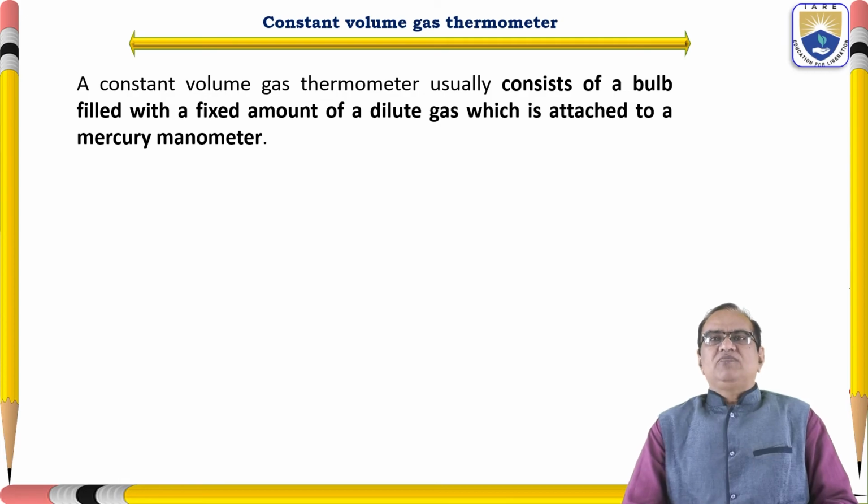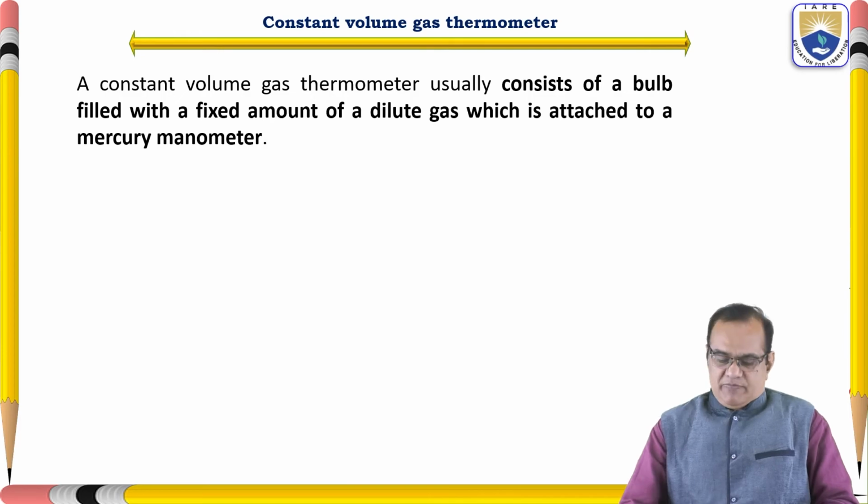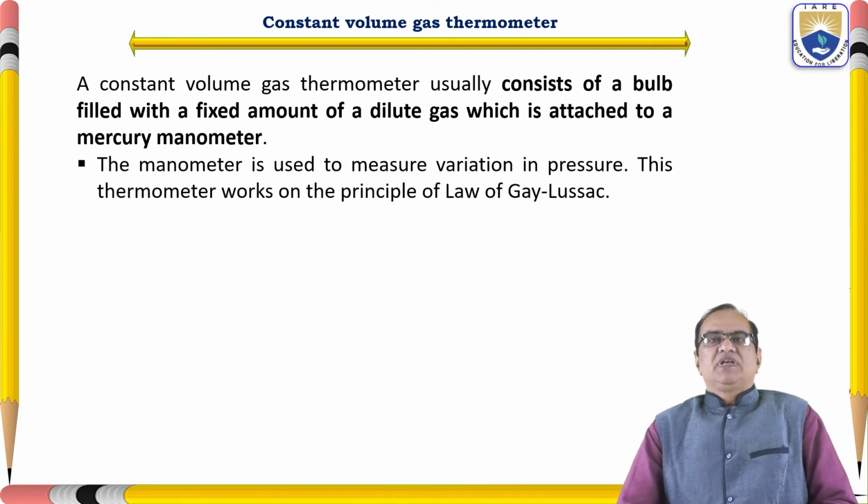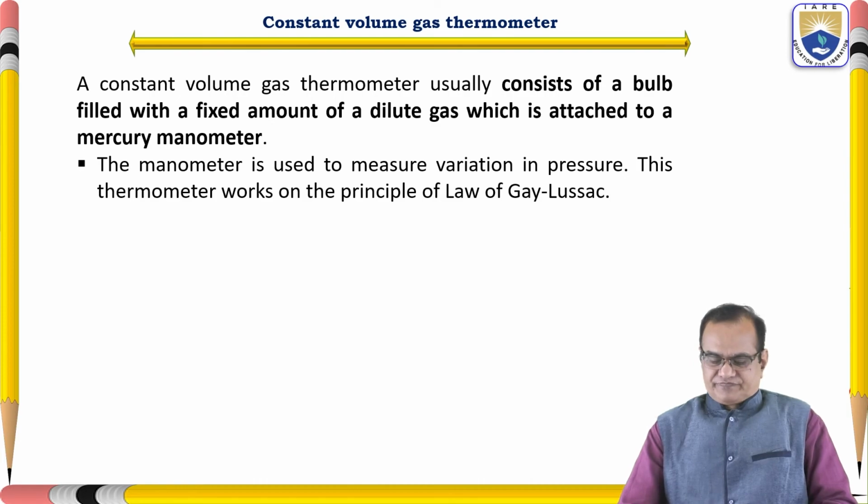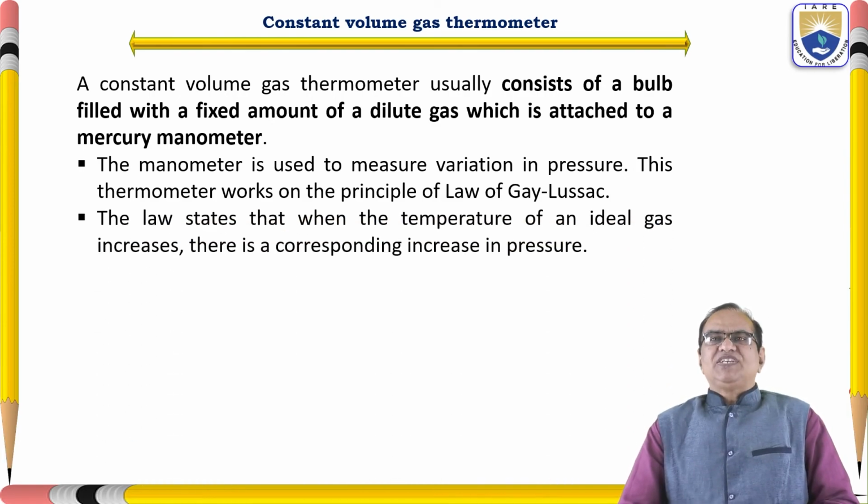So a constant volume gas thermometer usually consists of a bulb filled with a fixed amount of dilute gas which is attached to a mercury manometer. The manometer is used to measure variation in pressure. This thermometer works on the principle of the law of Gay-Lussac. The law states that when the temperature of an ideal gas increases, there is a corresponding increase in pressure.